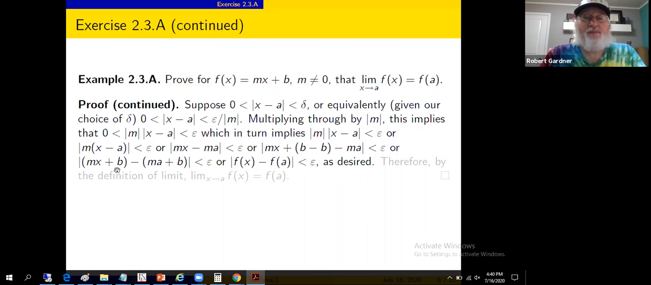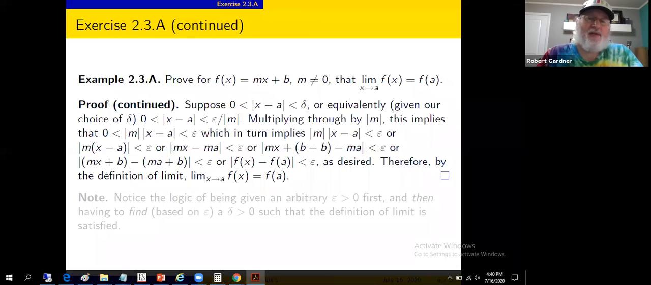Oh, mx plus b, that's f of x. ma plus b, that's f of a. So we've got the absolute value of f of x minus f of a is less than epsilon. Oh, that's what we had to show. So the limit exists, and the limit is what we claimed it to be.